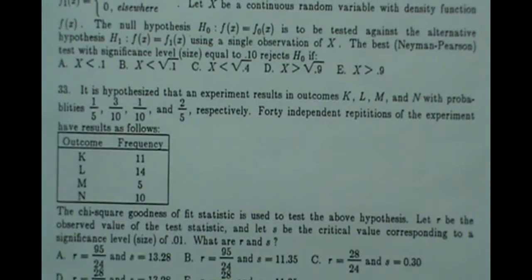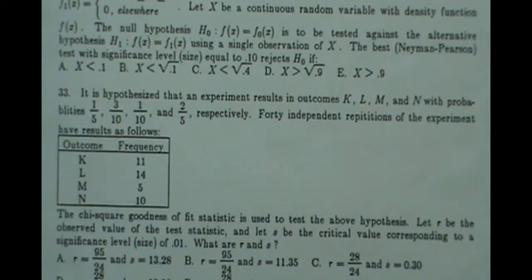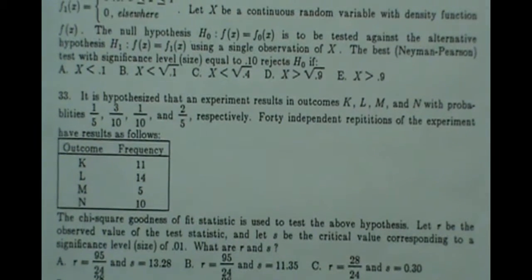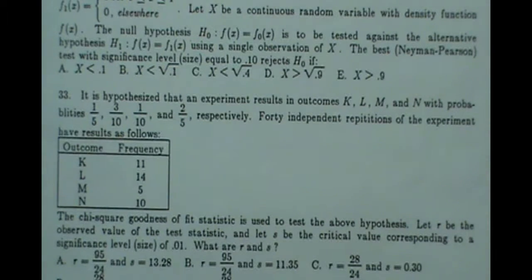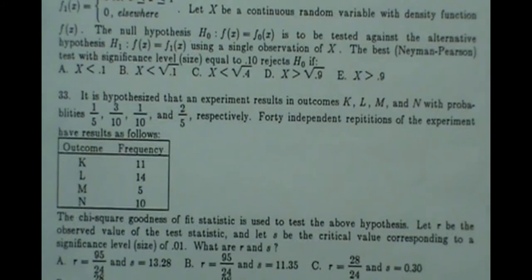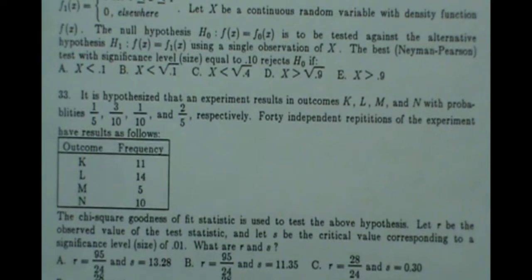Number 33. It is hypothesized that an experiment results in outcome k, l, m, and n with probabilities 1/5, 3/10, 1/10, and 2/5, respectively. 40 independent repetitions of the experiment have the results that follow. The chi-square goodness of fit statistic is used to test the above hypothesis. Let R be the observed value of the test statistic, and let S be the critical value corresponding to a significance level of 0.01. What are R and S?